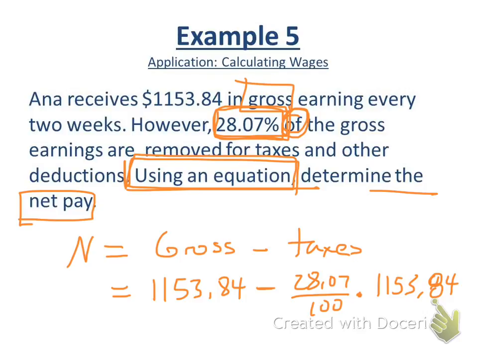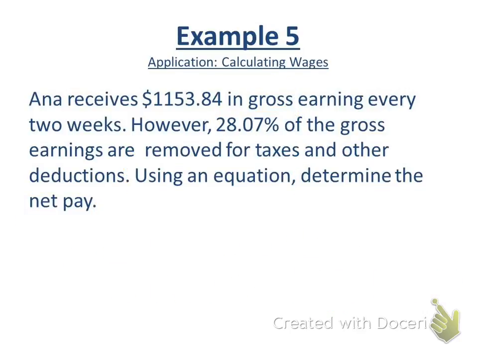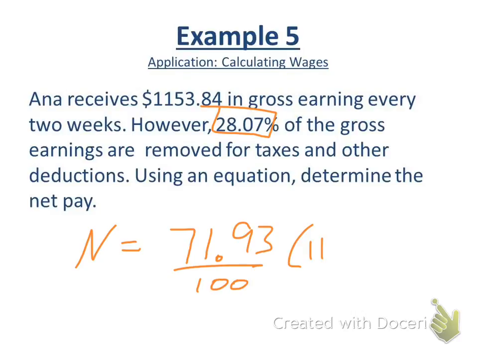Now, here's another way to approach this. I just want to kind of throw this out there so you can see it. If we're taking away 28.07%, how much is left? 71.93%. The net pay is 71.93% of 1153.84. Now that's another way to look at it.